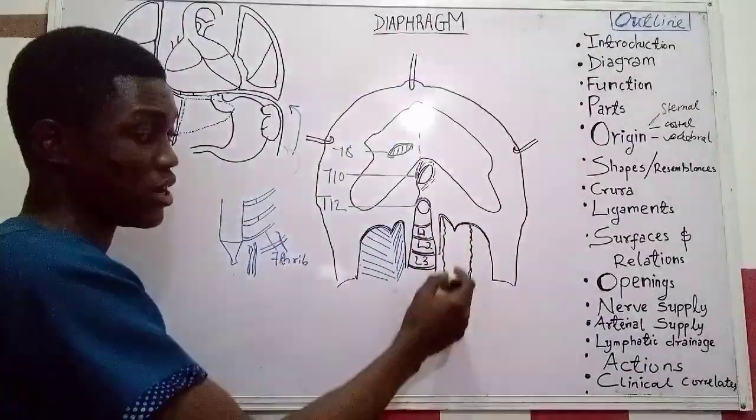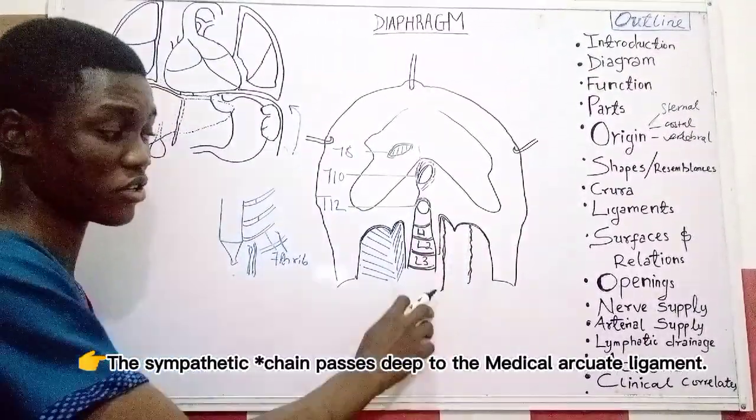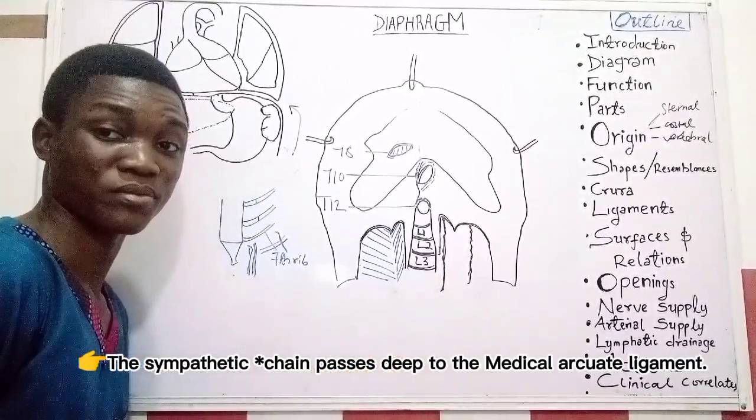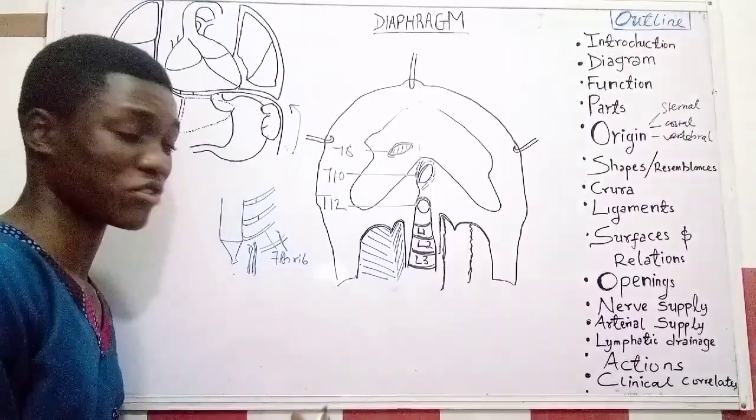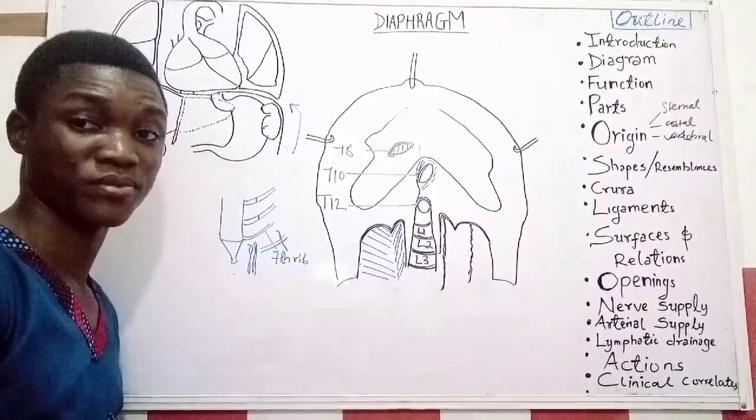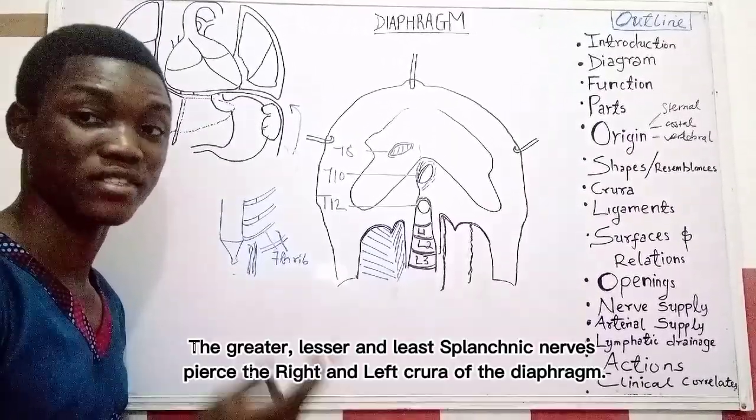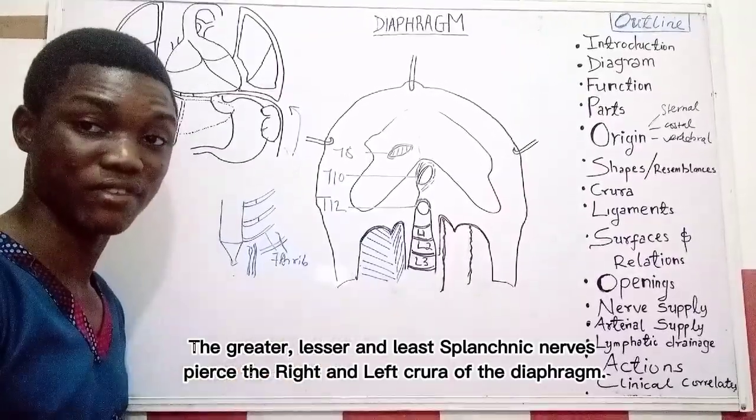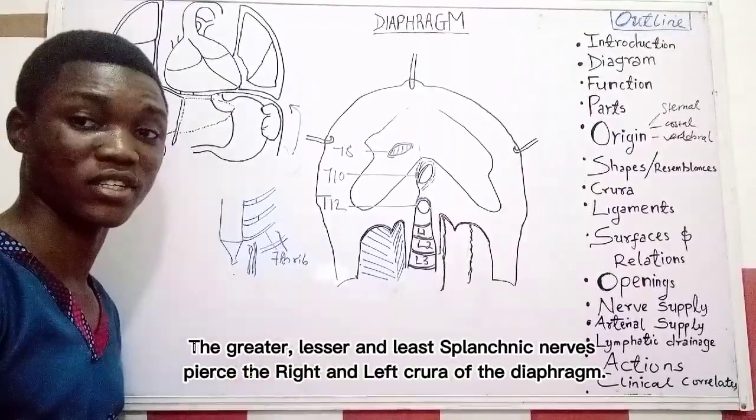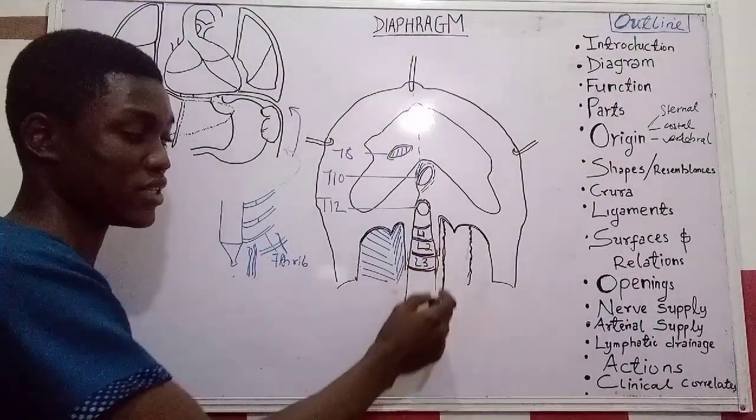Somewhere around here we have the sympathetic trunk. The sympathetic trunk passes beneath the medial arcuate ligament. Also, there are still structures that pierce the left crus and the right crus. The greater, the lesser, and least splanchnic nerves pierce both crura, the right and the left. Each one pierces its corresponding side.